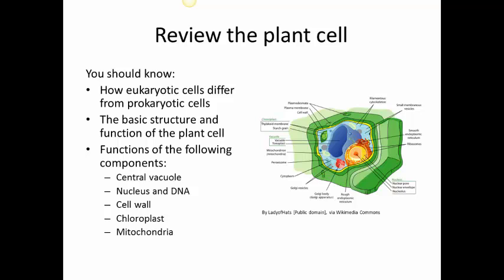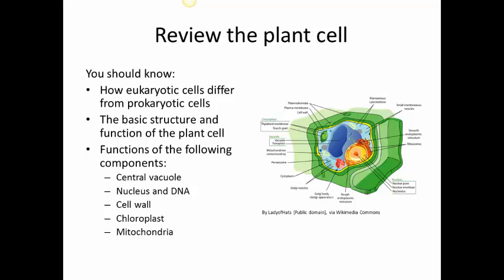You should be familiar with the basic structure of the eukaryotic cell and the function of some of those membrane-bound organelles, including, in the case of the plants, the central vacuole, the nucleus and the DNA, the cell wall, the chloroplast, and the mitochondria. So I'm highlighting these structures because these are structures that we're going to continue to talk about as we move forward with the semester.